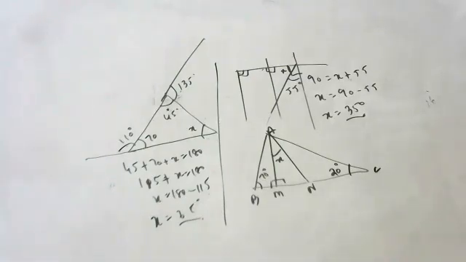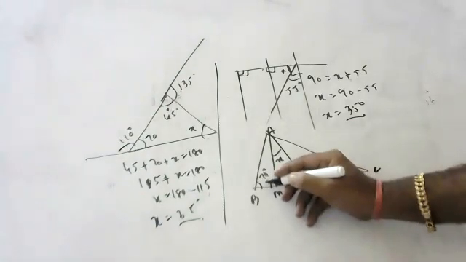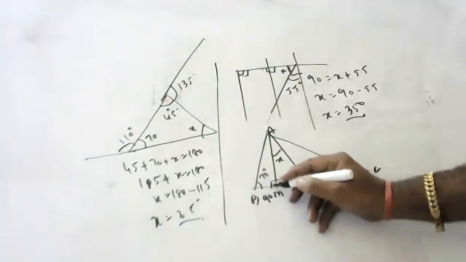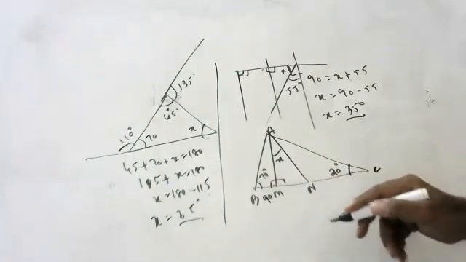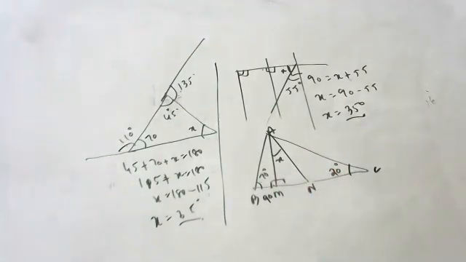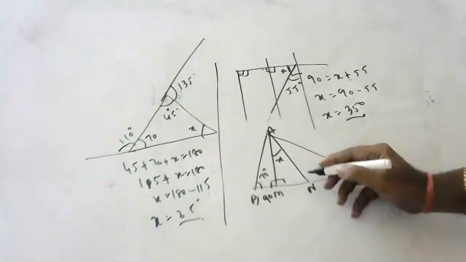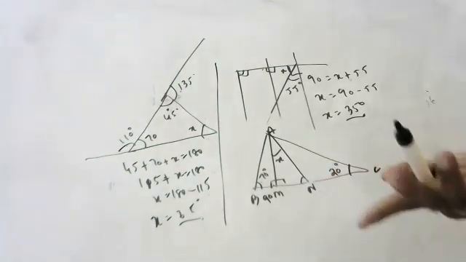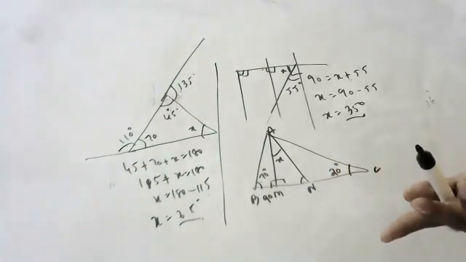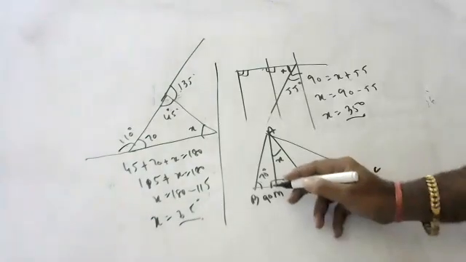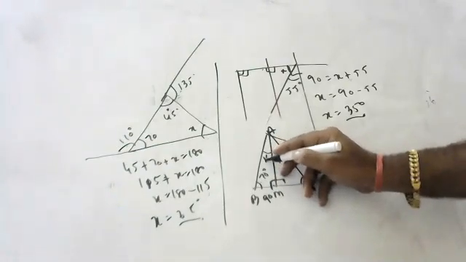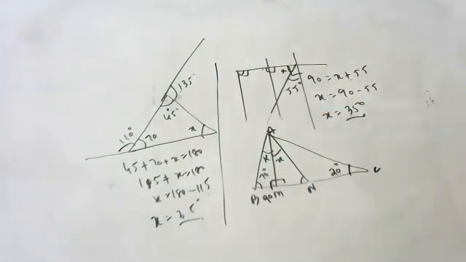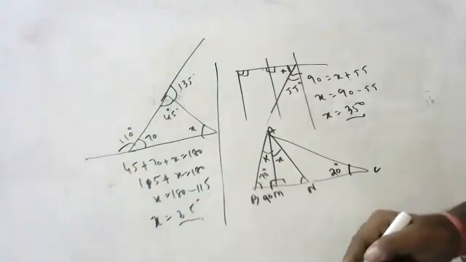70 plus 20. See, this is 20 plus 90, this is 90, is equal to 180. This is 90, this is 70. Angle C, N is equal to 20. That's not parallel. So this is 90. Tell first, find the shape of this angle. How much?